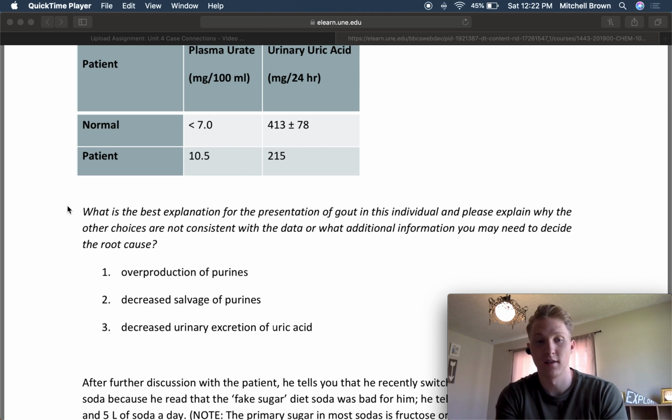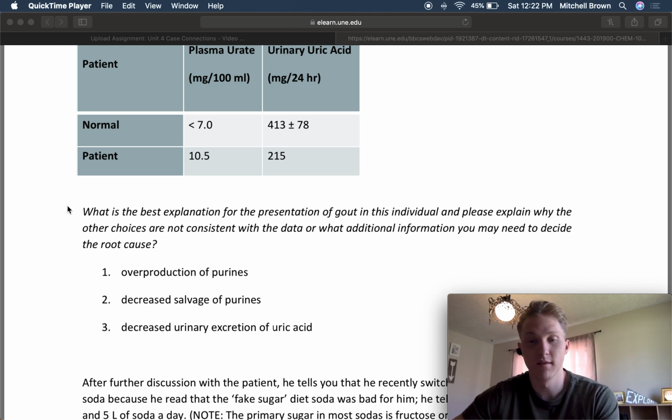So looking at that third choice, decreased urinary excretion of uric acid, this is definitely what our data points most towards. This is likely the cause because there is an increased level of uric acid in the blood, and this is shown with the blood test and with a very high plasma urate. But the main indicator and the information that points us to this decreased excretion would be the low uric acid levels in the urine in the urinalysis test.